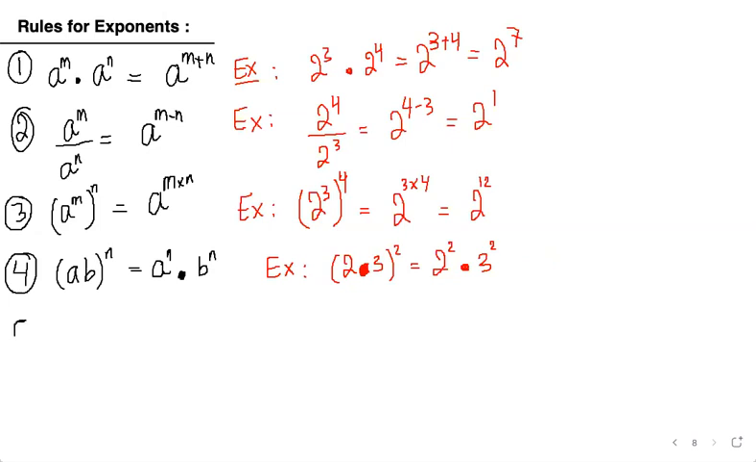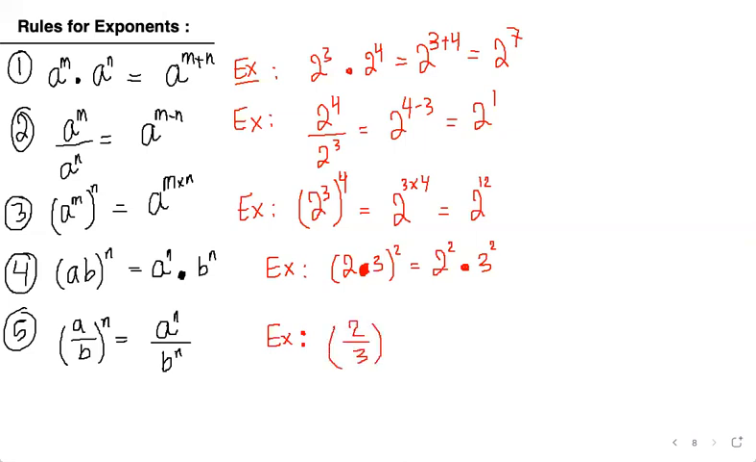Another one, number 5: a over b, everything to the power n. This is equal to a to the n over b to the n. Example for this: 2 over 3, everything to the power 4. This is equal to 2 to the power 4 over 3 to the power 4.